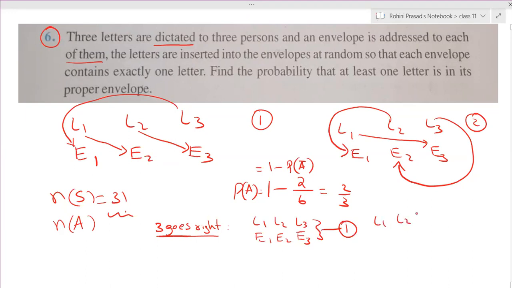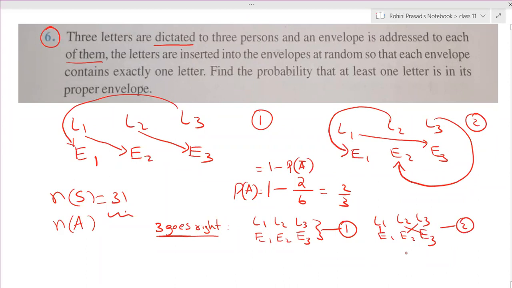Next, L1, L2, L3, E1, E2, E3. One goes wrongly, one goes correctly. So 2 go correctly. Let us think about 2 going correctly. Suppose L1 goes to E1 and L2 goes to E2. Only L3 should go wrong. That is not possible. If 2 go correctly, automatically the third one also should go to the correct envelope only. So 2 going correctly is not possible at all. Next, exactly 1 goes correctly. L1 goes to E1, but L2 and L3 are interchanged. That is possible. That is one way.